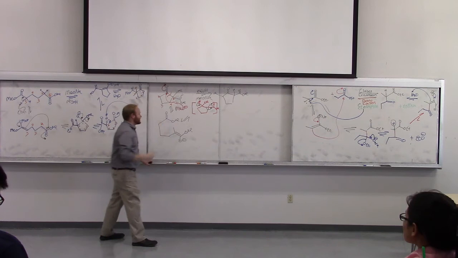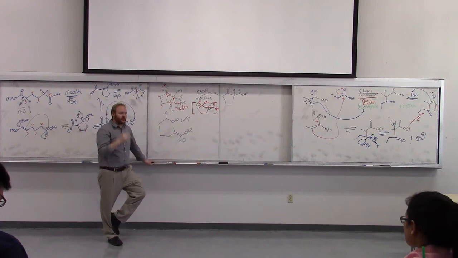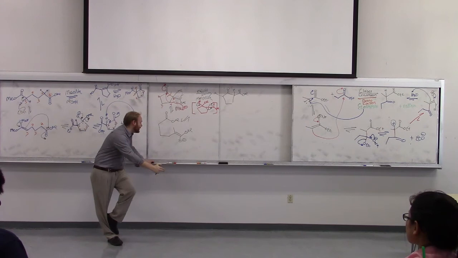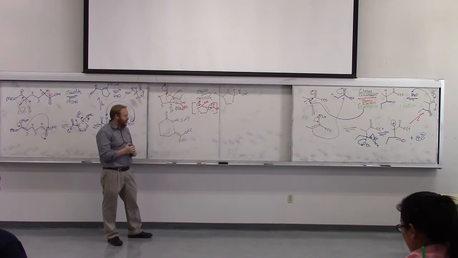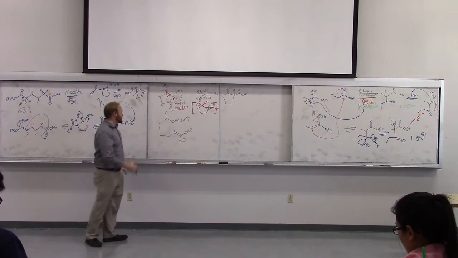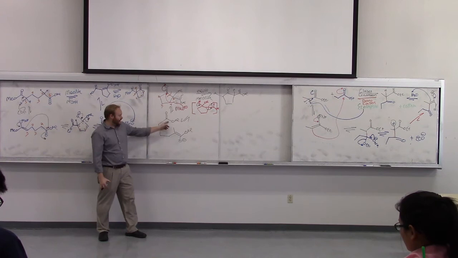A retro-Claisen, and I've said it several times in this lecture, Claisens can go backwards. They can go forward to give you a Claisen product, or they can go backwards to give you an enolate and an ester. And so in this case, where this goes to this, all that's happening is the first step is we're going to have a retro-Claisen to give us the enolate and the product.